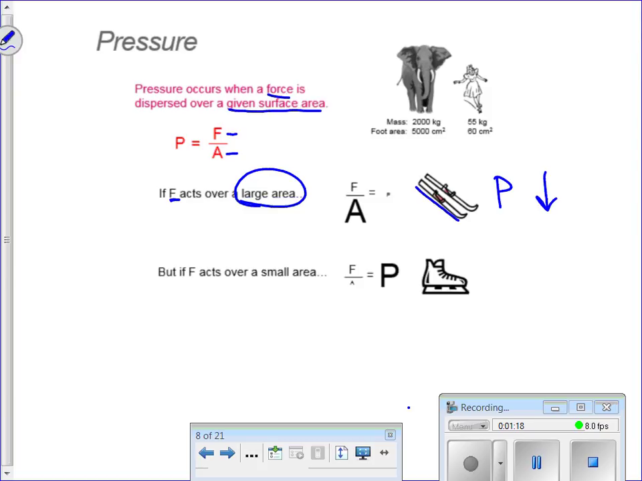However, if you have a force that acts over a small area, in this case like an ice skate, the blade of an ice skate, that's a very thin blade, so the surface area is small. This area here is very small. If you have force acting over a small area, so you divide force by a very small number, then the pressure is very large. Okay?